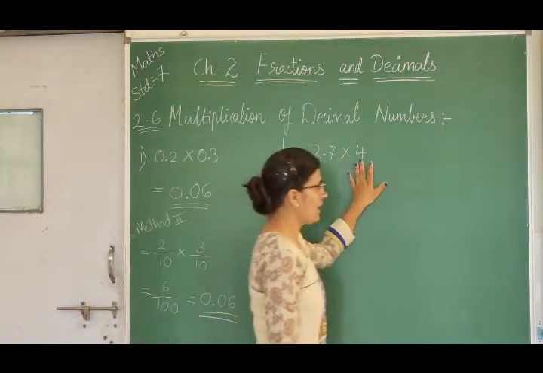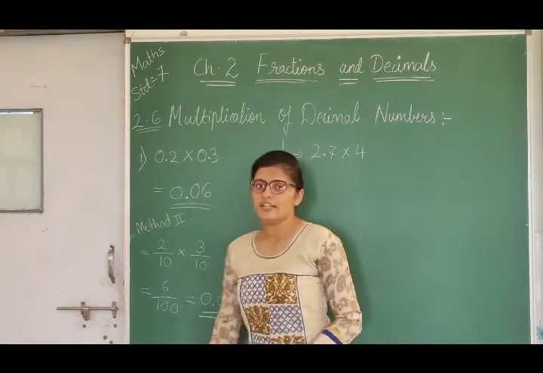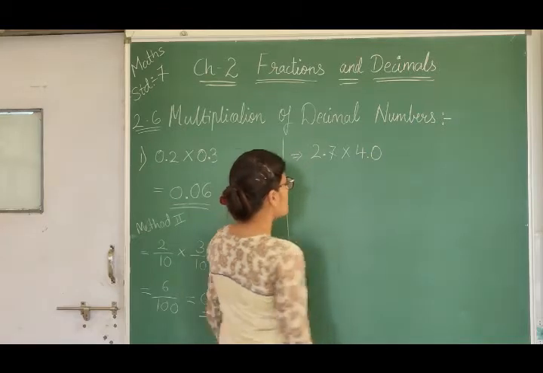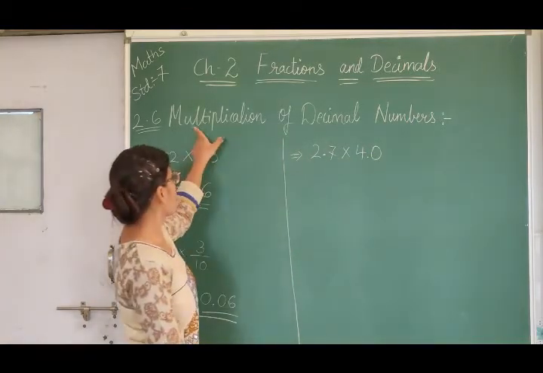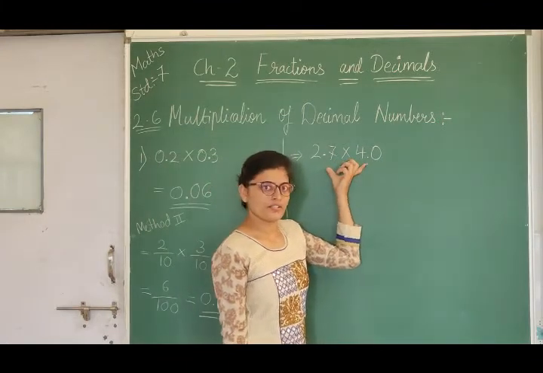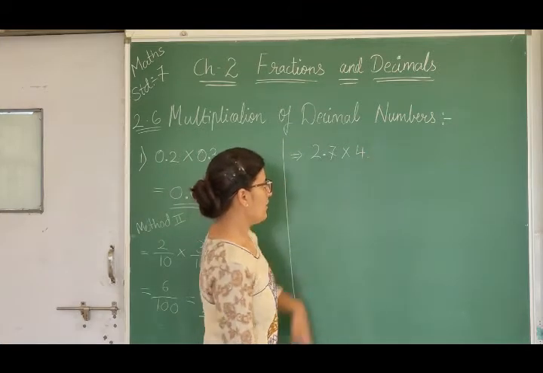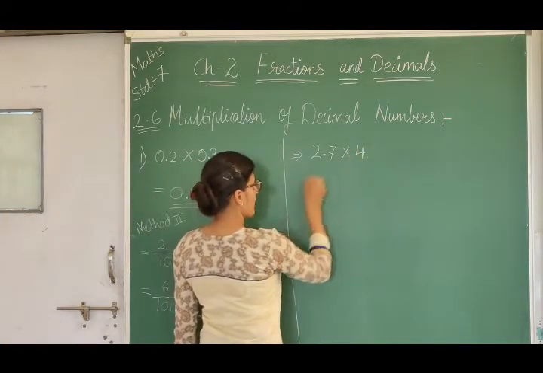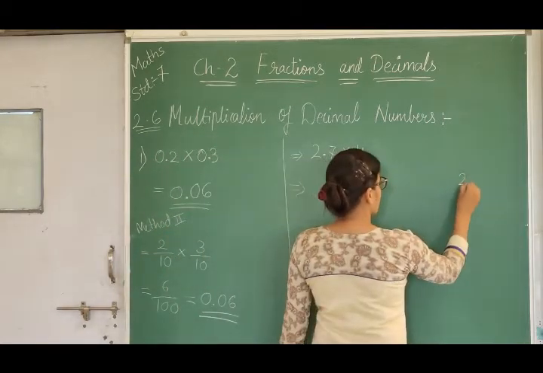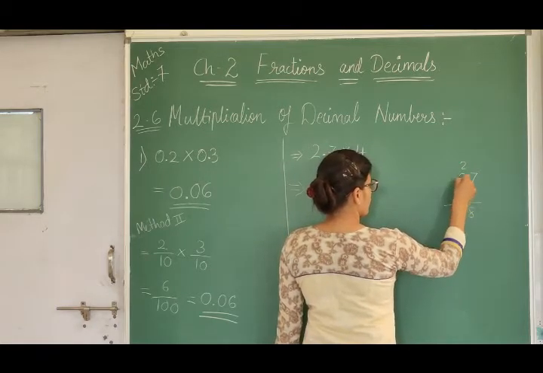2.7 multiplied by 4. Here one is a whole number and the other is a decimal number. So 4 can be written as 4.0. So both you can see we are talking about multiplication of decimal numbers. So simple way how we will do: simply multiply 27 multiplied by 4. Here I will put 27 multiplied by 4. 7 4s are 28, 4 2s are 8, and 10.